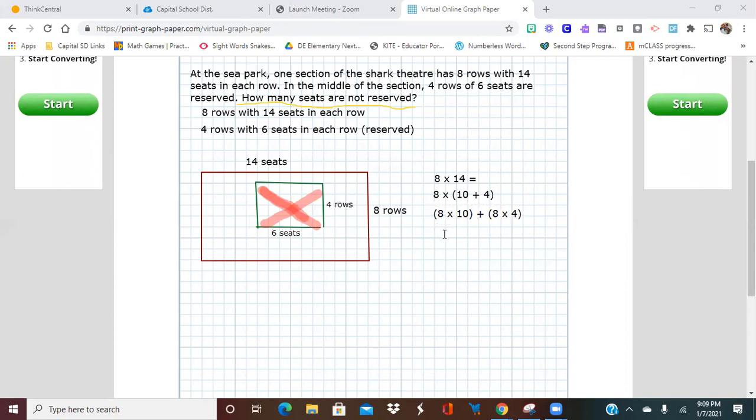Now we're going to multiply. What is the product of 8 times 10? 80. And we're going to add that to the product of 8 times 4. What is 8 times 4? 32. Very good. Now I can just add 80 plus 32. What is 80 plus 32? Add that up for me, please.